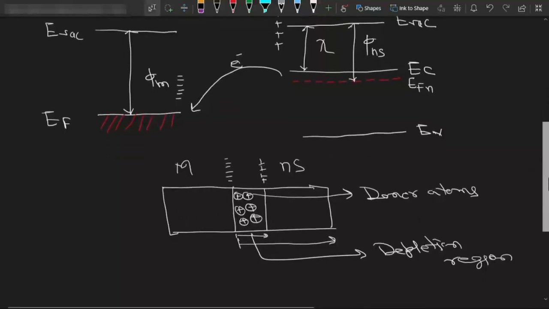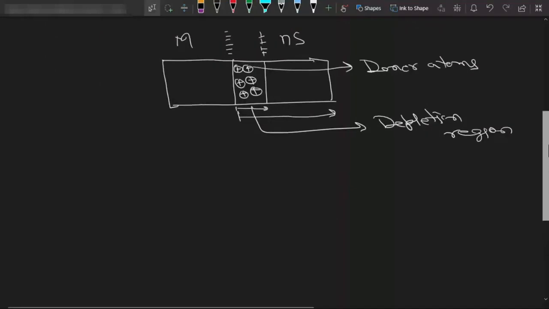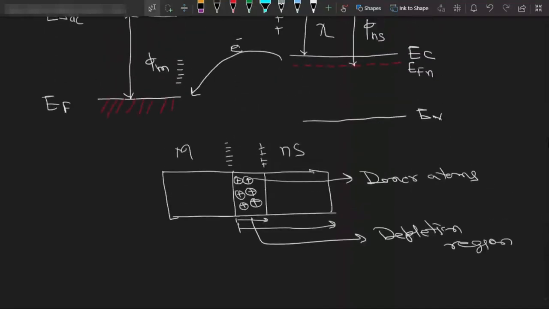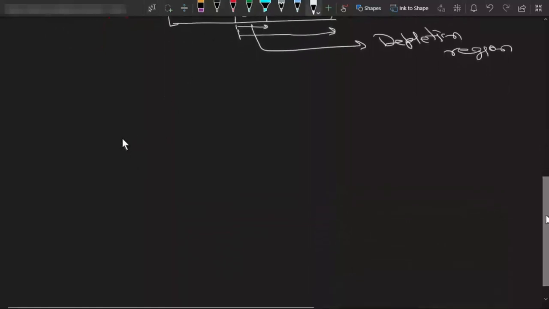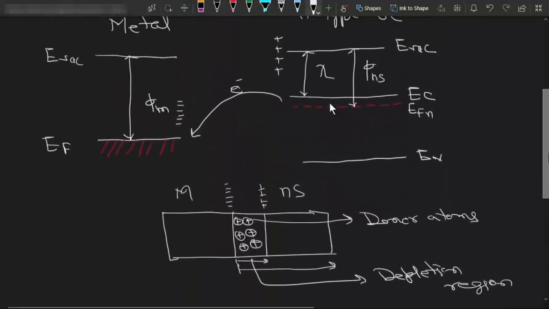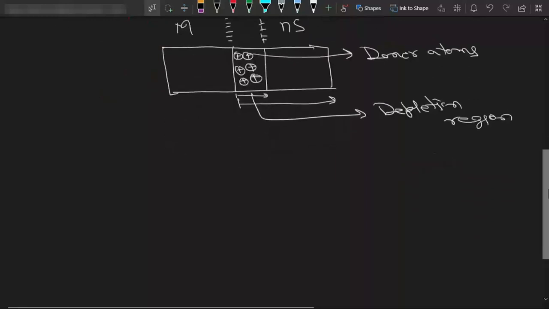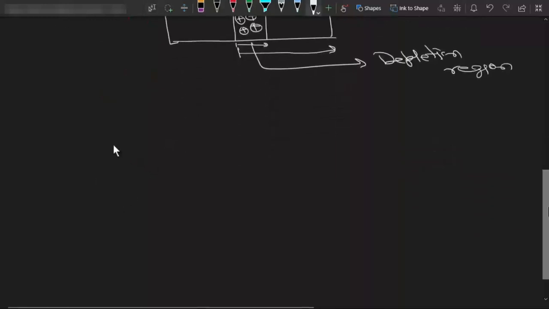So let me draw the energy diagram after the junction, and this is before, and let me draw how these bands are bending in this junction. Since electrons are going away from the semiconductor side, this Fermi level will go in a downward direction and this Fermi level will go in an upward direction, and at the equilibrium condition these two Fermi levels will line up. Since the metal side is going in an upward direction, now there is an equilibrium in the Fermi level.